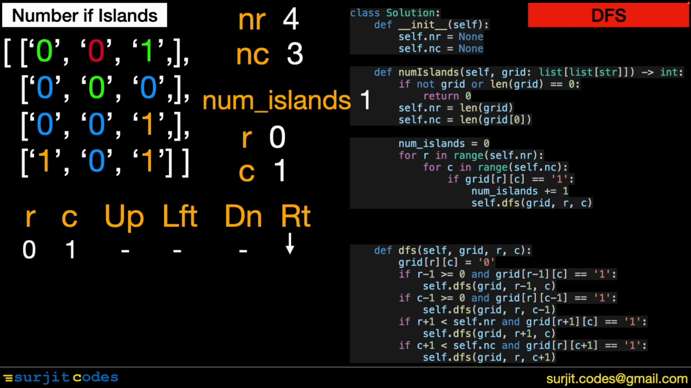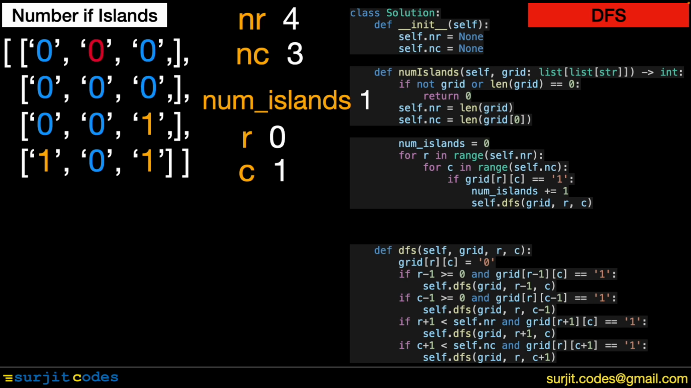Now we need to process the right cell of 0 1, which is 1. So another recursion is called with 0 2 as pivot. We replace it with 0. 2 of its neighbors are not present while the other 2 are 0, so this call is finished. With this, all the calls are now processed and we go back to the main program.